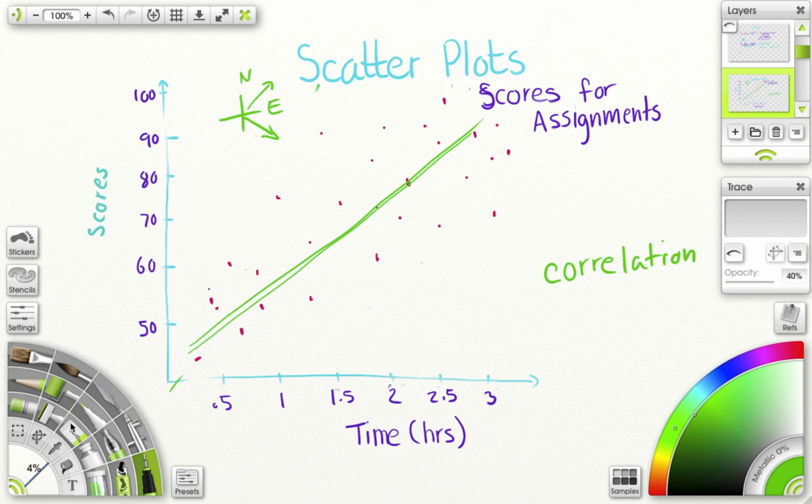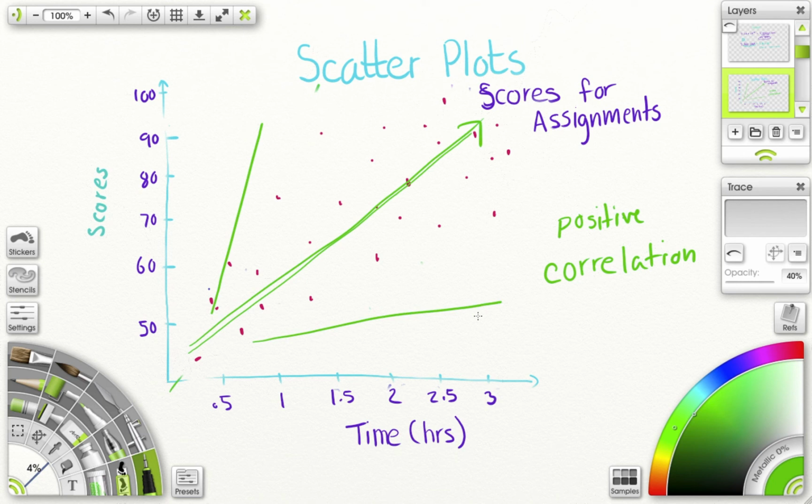Now, what this means is from this graph right here, I can determine that there is a positive correlation because this line is going in this direction. There is a positive correlation, as in more time spent, higher score. More and higher, those are your key words there. Now, I have to determine whether it's a high or a low correlation. High means it has a very steep line. Low means it's not so steep. It's lower.